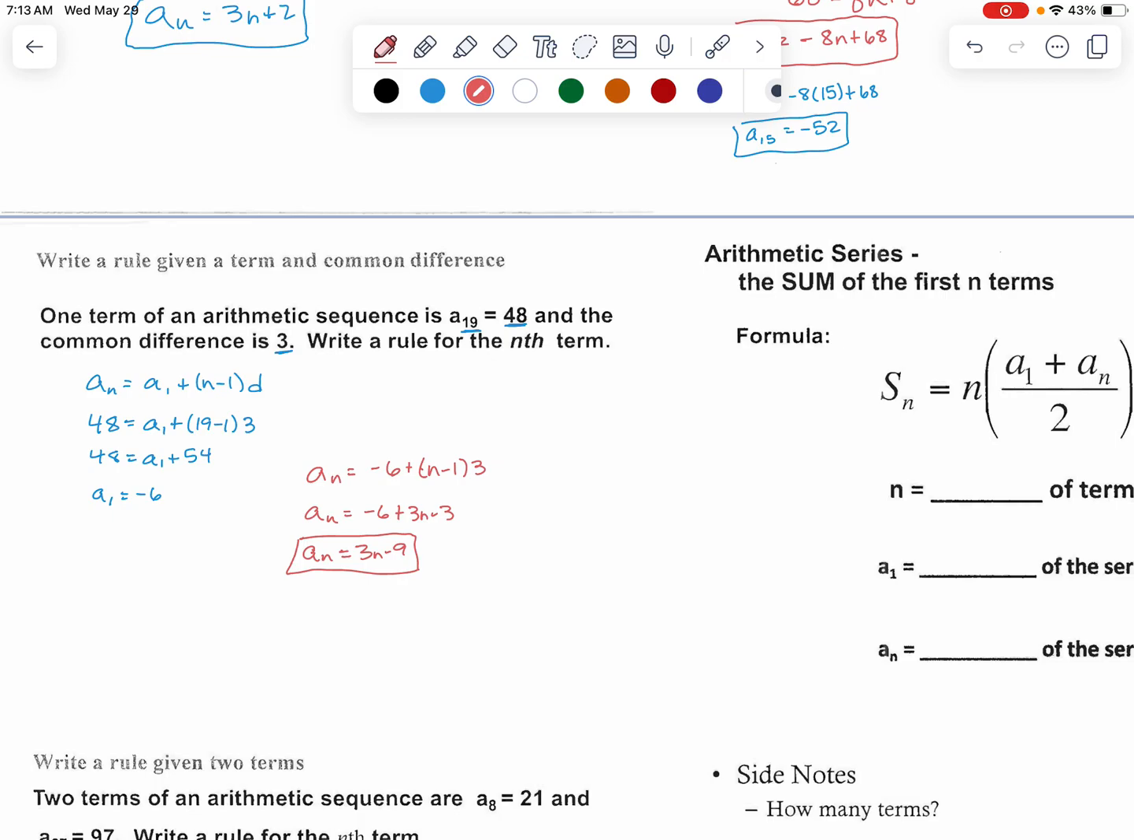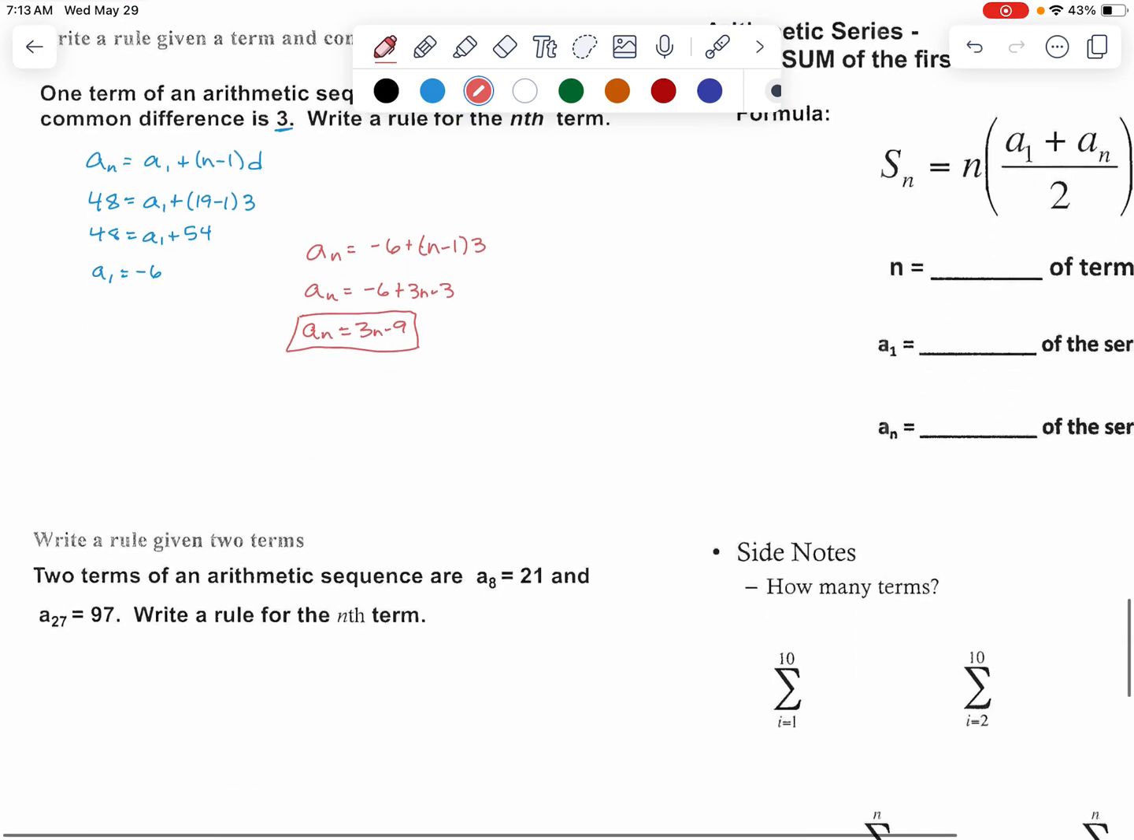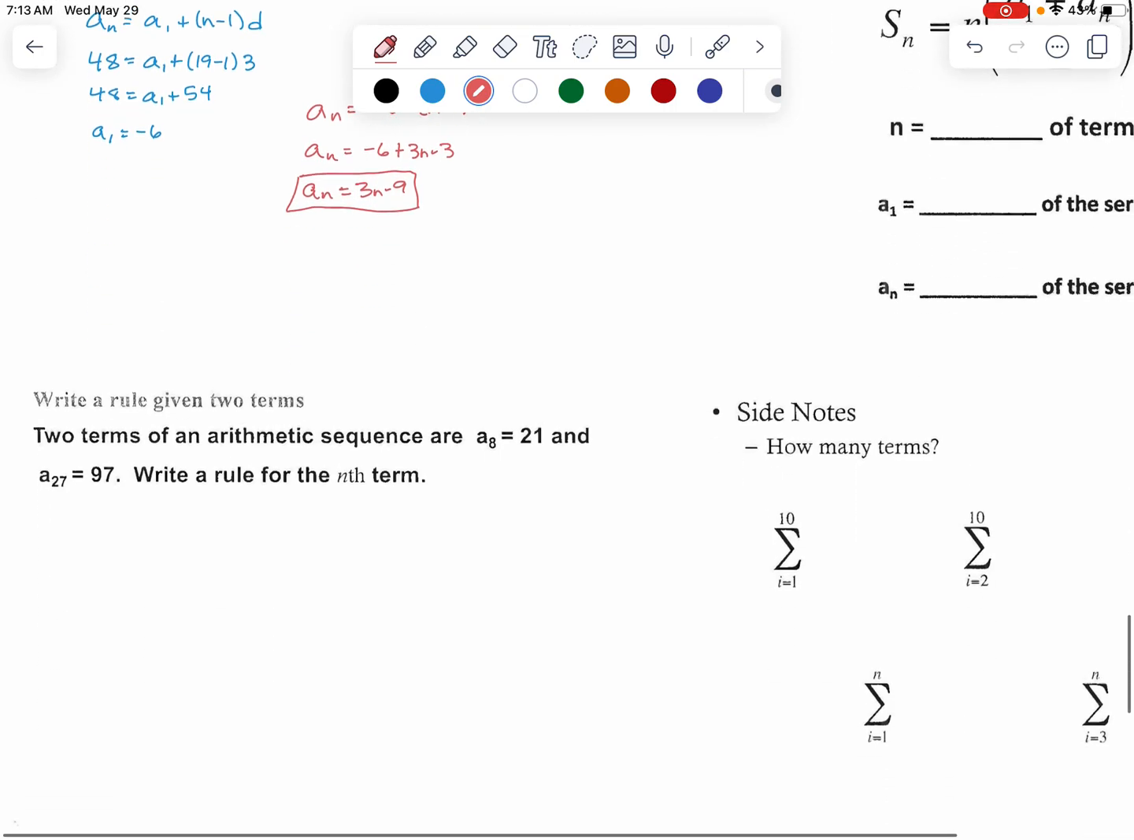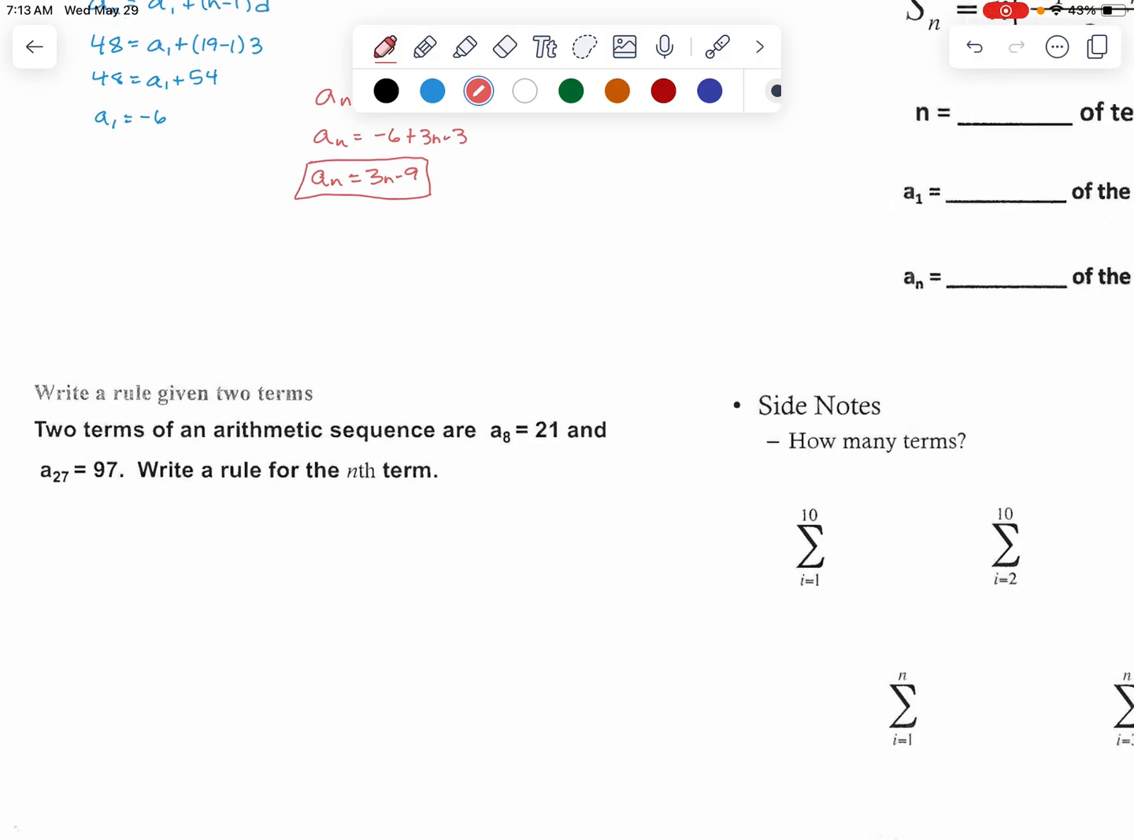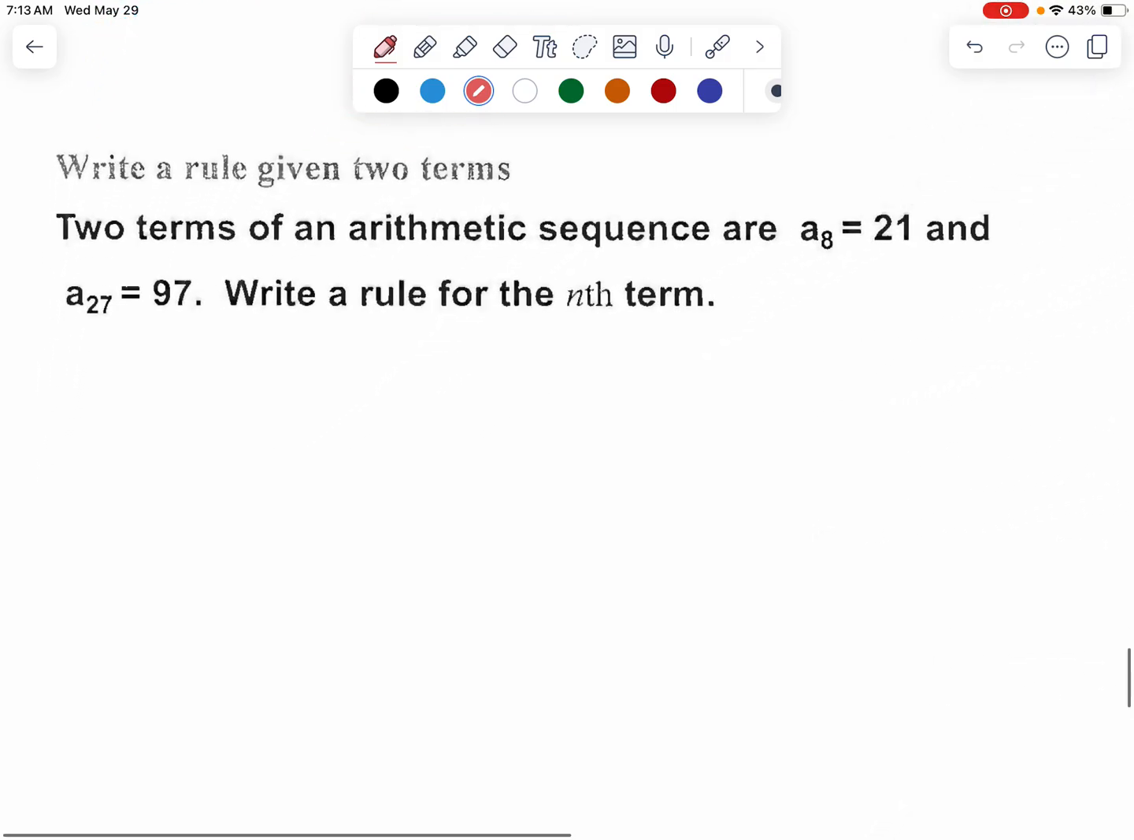When we go to write a rule if you're given two terms. Now notice how you're given two terms. You don't know a common difference. You don't know the first term, so you got to solve for both of those things. Okay, when we are writing our term or trying to find that common difference, remember we said treat that common difference as if it's your slope.